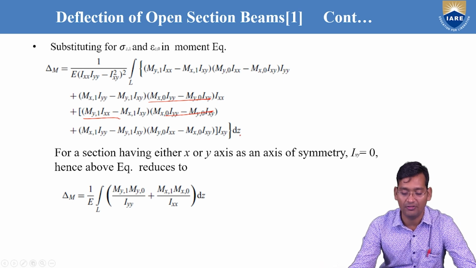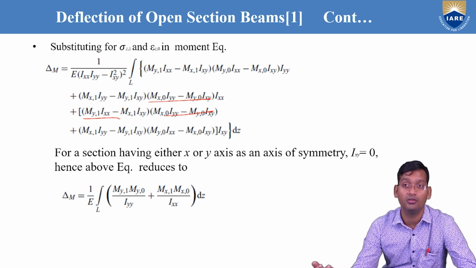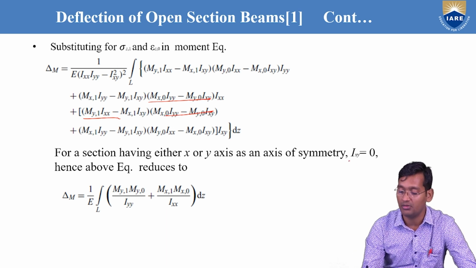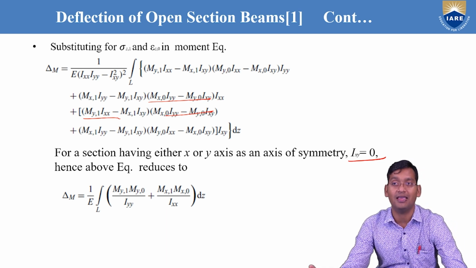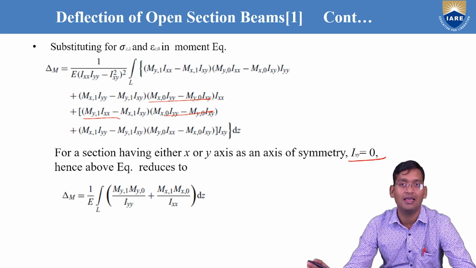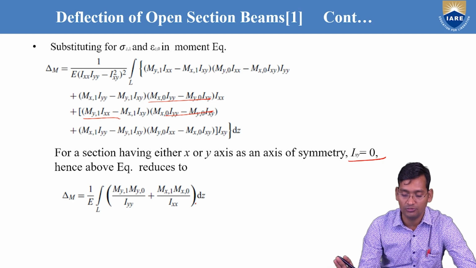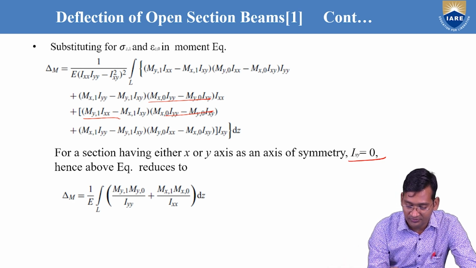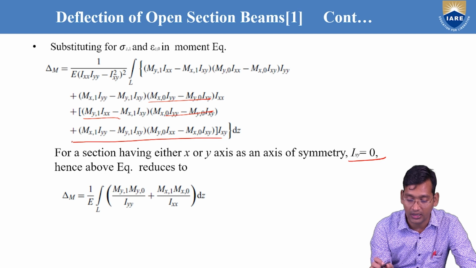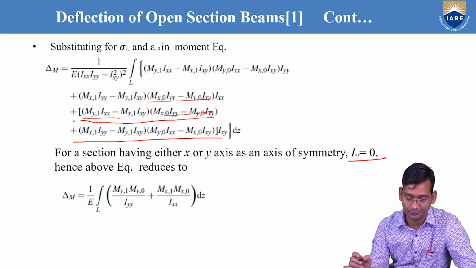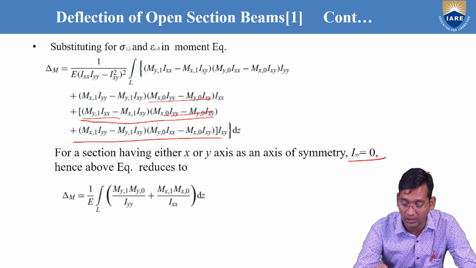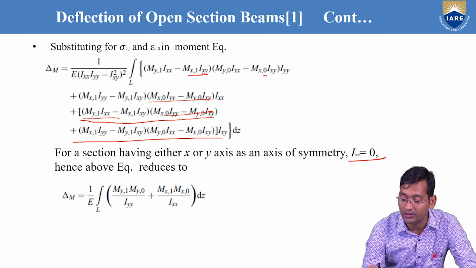For a section having either the x or y axis as an axis of symmetry, right? If an axis of symmetry is there, that time Ixy will be equal to 0. If an axis of symmetry is not there, then Ixy will be there, not 0. Hence the above equation reduces to, so wherever Ixy is there, just make it 0. So after putting this Ixy, this whole term will be 0 because multiplication is there, right? The next is Ixy only, so this term also will be 0. Because it's a multiplication, this term will be 0, and then Ixy, so this term also will be 0.